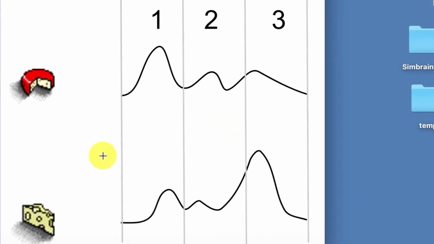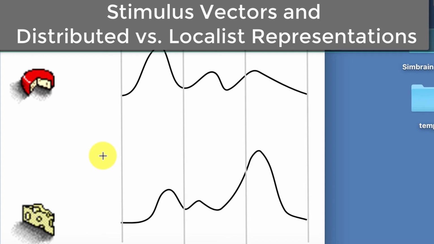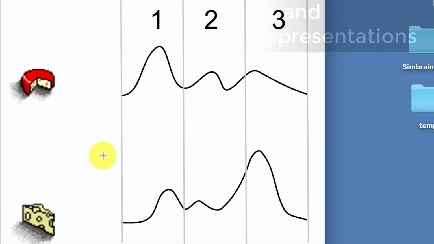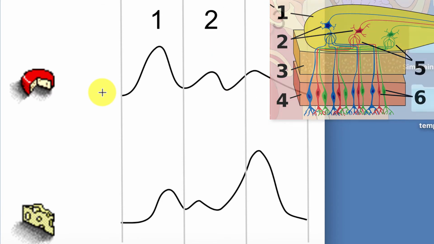Now I want to talk about stimulus vectors, and I find this topic ultimately simple but kind of tricky to explain. Here goes, and in the process I'm going to cover a topic in cognitive science, this idea of distributed versus local representations, and I think that might help understand what's going on. The way smell works is that different objects, for example the Gouda versus the Swiss cheese, will have differential impacts on the receptors in your nose, in the nasal epithelium.